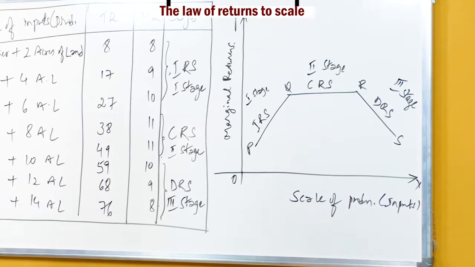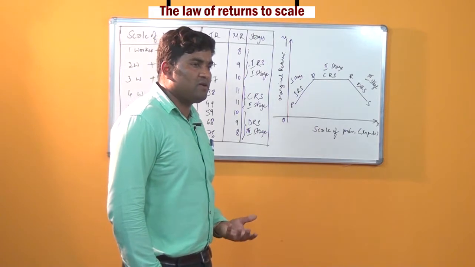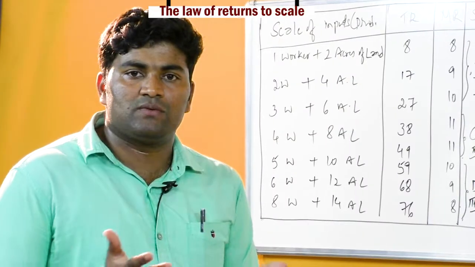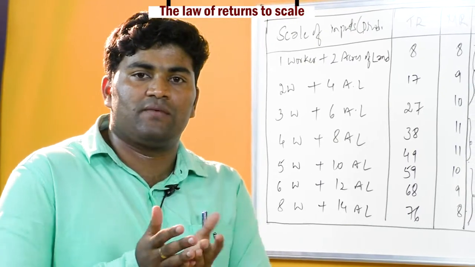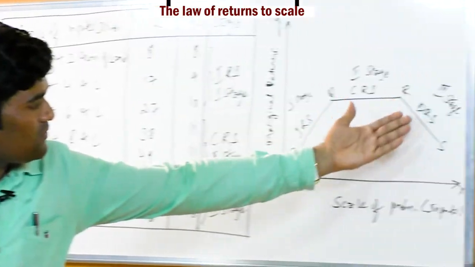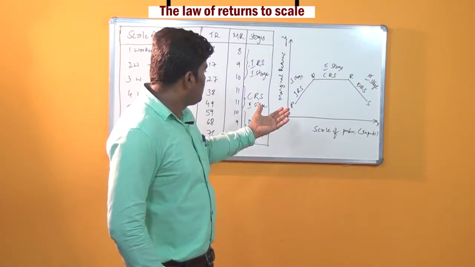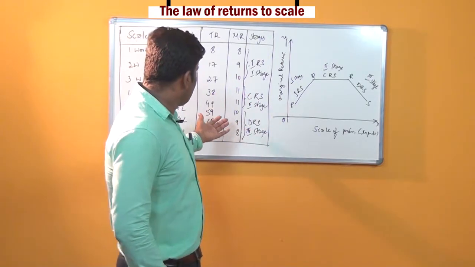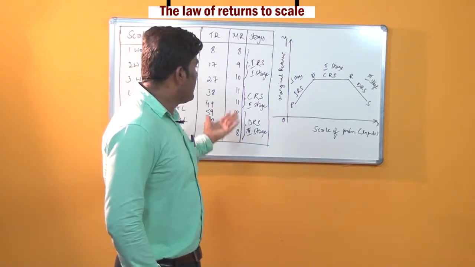The reason I already told you why it happens. The very reason for the operation of constant returns to scale is that in the second stage, advantages as well as disadvantages become equal to one another, so the firm's production level rises at an equal rate. And from point R onwards to point S, it denotes decreasing returns to scale, wherein it is very clear that the firm does not enjoy much from its factor inputs, because MR starts to fall, 10 to 9, 9 to 8.